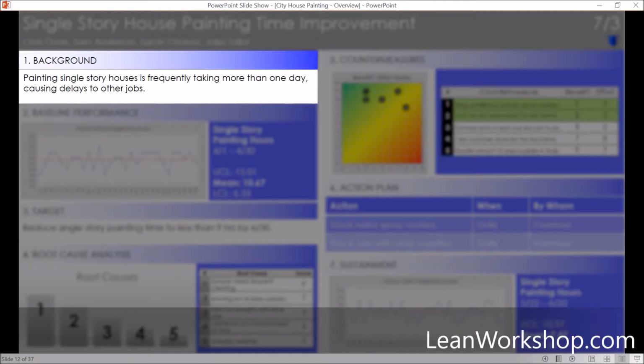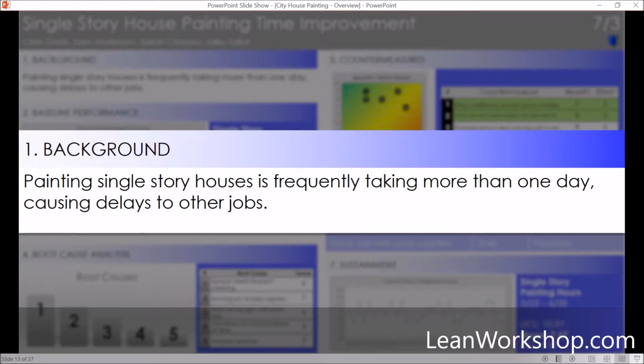To start, Chris formed a background statement. This was the pain point that he wished to solve. Painting single-story houses is frequently taking more than one day, causing delays to other jobs.